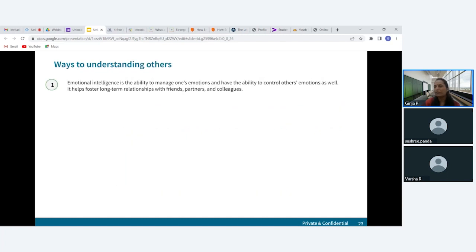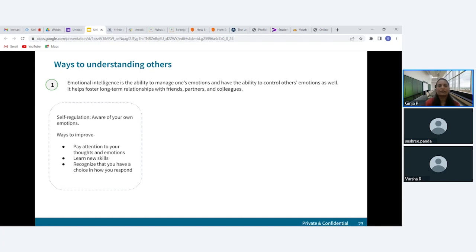So let's see how we can understand others. The first way is through your emotional intelligence. We need to focus on our emotional intelligence and enhance it. Emotional intelligence is the ability which helps you to manage and understand your emotions. And with this process, you are also understanding and taking into consideration others' emotions as well. When you do that, it will help you to build a stronger long term relationship with your friends, partners, and colleagues. So now see how we can develop this emotional intelligence in ourselves.